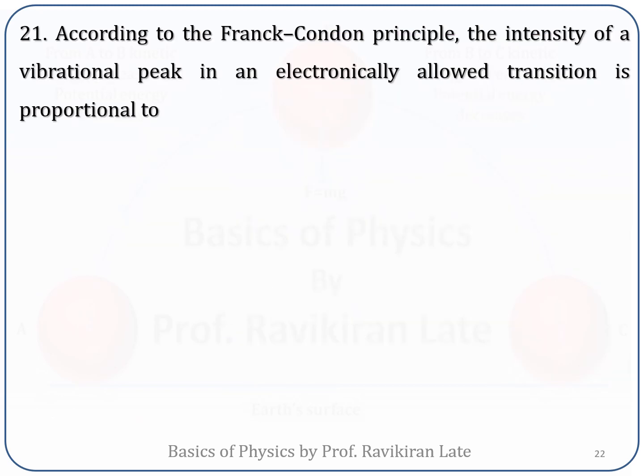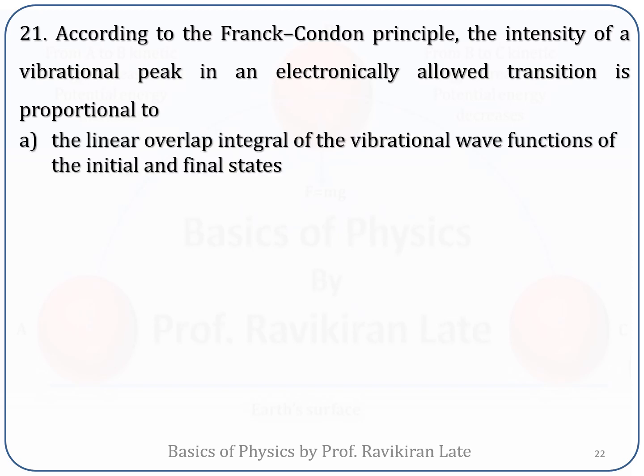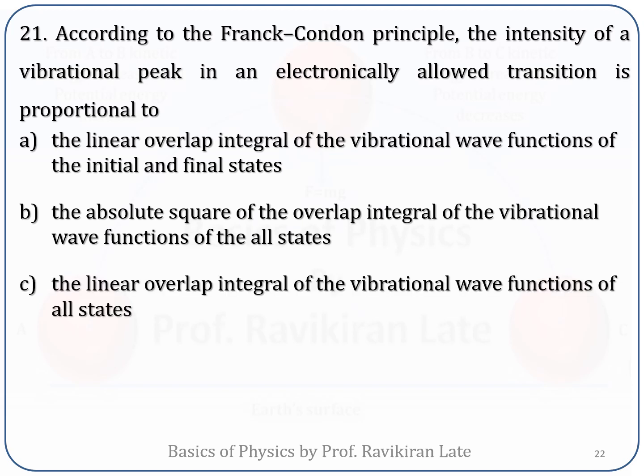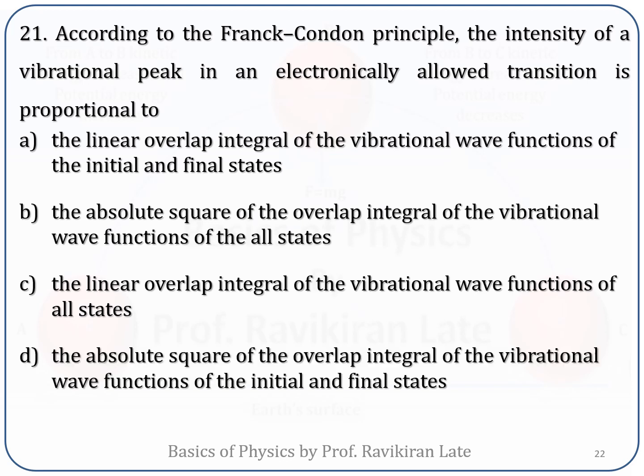Next question: according to the Franck-Condon principle, the intensity of a vibrational peak in an electronically allowed transition is proportional to: option A, the linear overlap integral of the vibrational wave function of the initial and final state. Option B, the absolute square of the overlap integral of the vibrational wave function of all the states. Option C, the linear overlap integral of the vibrational wave function of all the states. Option D, the absolute square of the overlap integral of the vibrational wave function of the initial and final state.